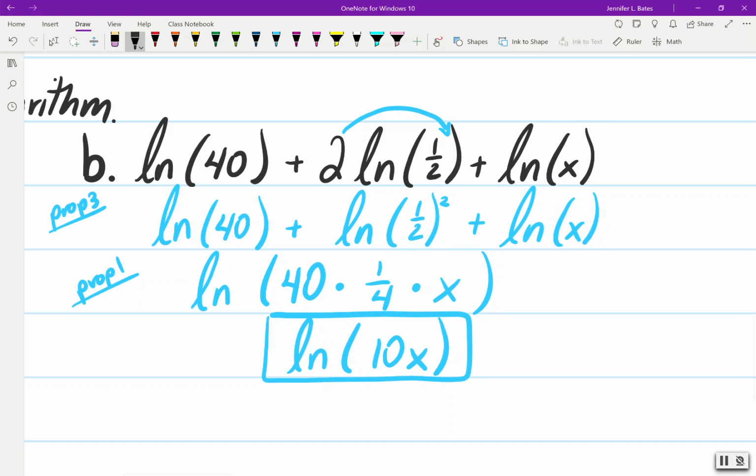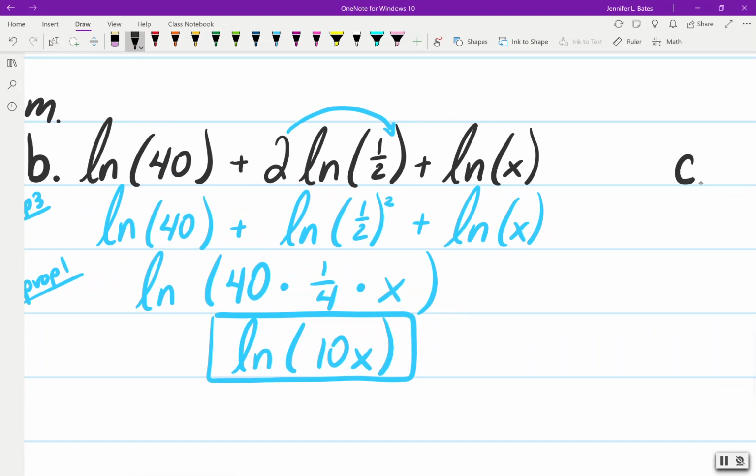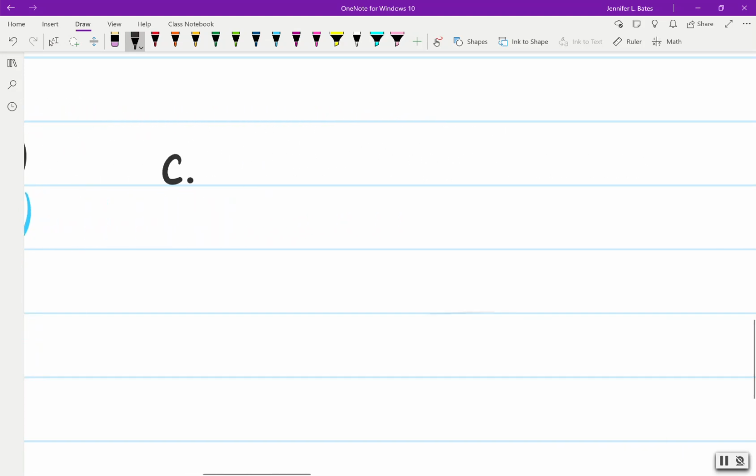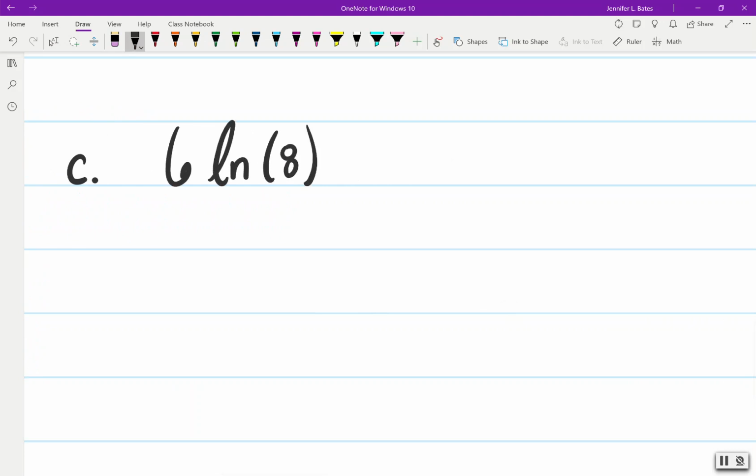Okay, let's do another one. We'll call this example C. In example C, we've got 6 times the natural log of 8 minus 2 times the natural log of 4. Which property do I need to start with? Show me on your hand, which property do I need to start with?